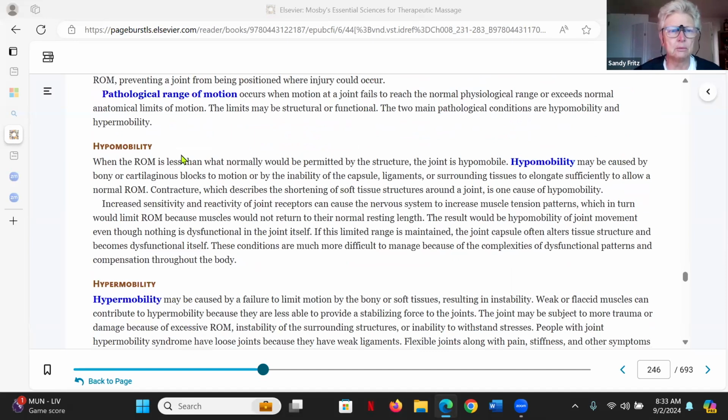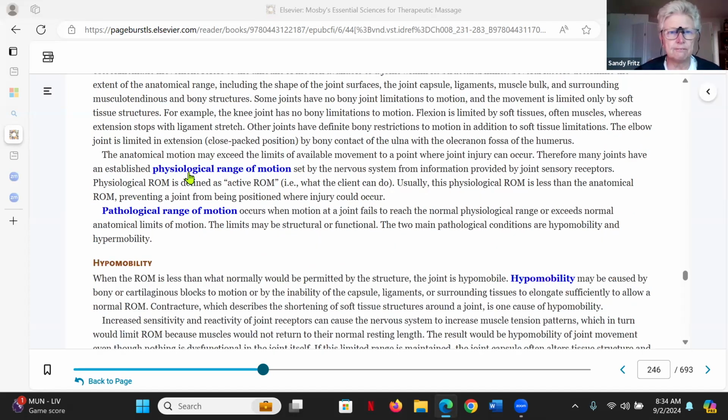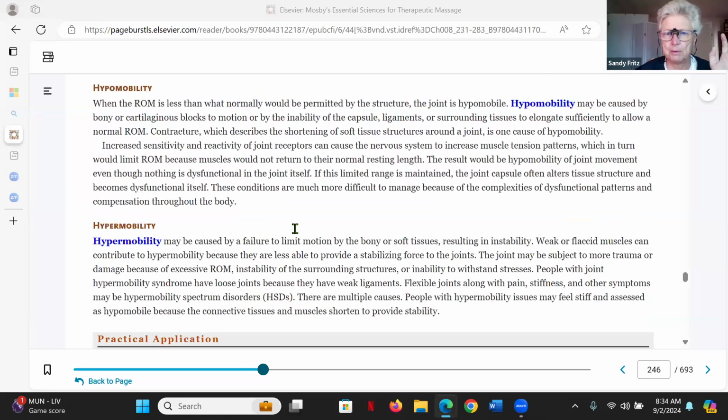So here again, we have anatomical range of motion and physiological range of motion. So this is the limits of the bone and tissue structures. If you go beyond anatomical range, you're going to get into where the tissues are going to be stressed beyond what they can adapt to. So to prevent that from happening, the injury that occurs with that, we have a physiological range of motion. So this is usually a little less than what the anatomical range is. And then if a person is not able to move into a functional physiological range of motion, then it is said to be pathological. And the two types of pathology would be hypermobile and hypomobile.